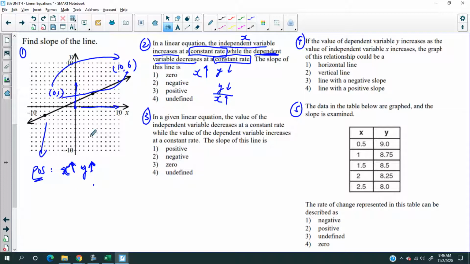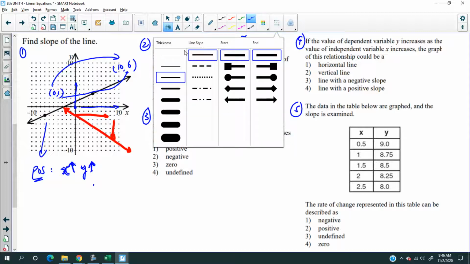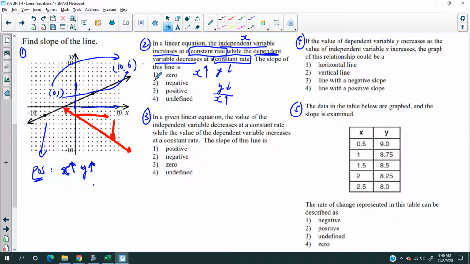Now, here, as X goes up, Y tilts down. So let me use a red line. As X goes up, Y goes down. So what is that? Yeah, that's a negative slope. That's all I want you to keep an eye out for.